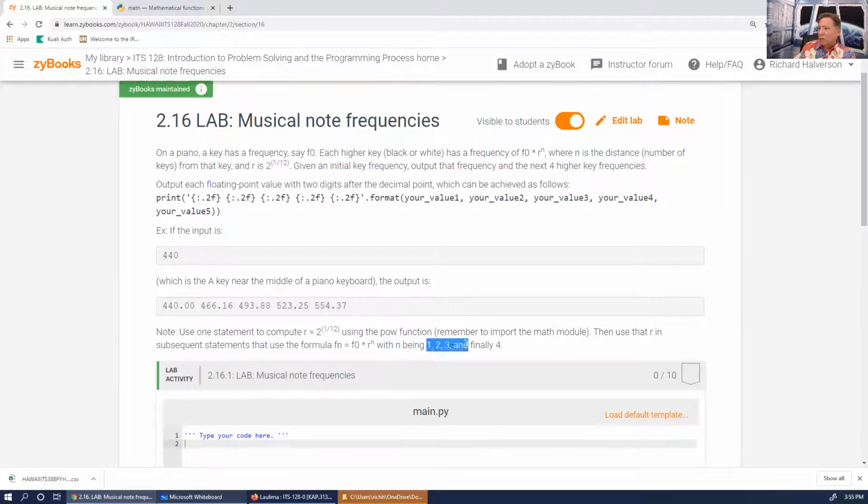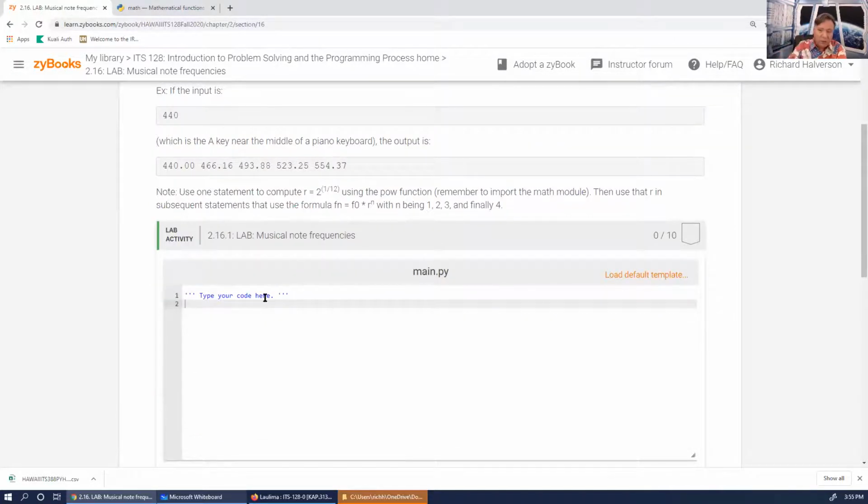Yes, n is 1, 2, 3, 4. Okay, so let's read in F. It's an integer, F0. F0 equals int input, and that's going to bring in F0.